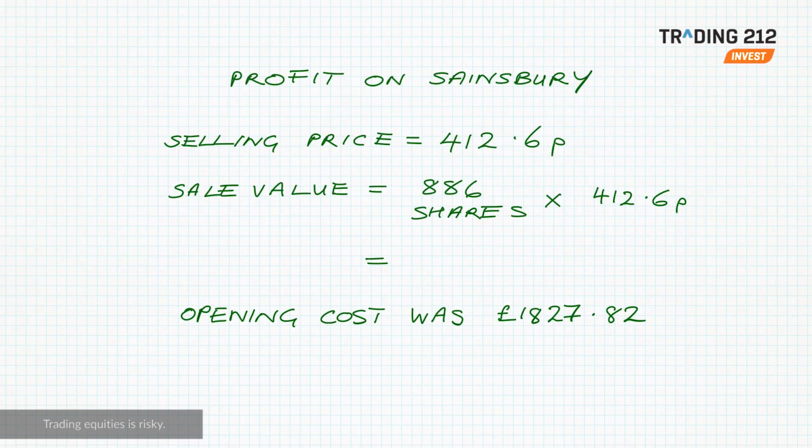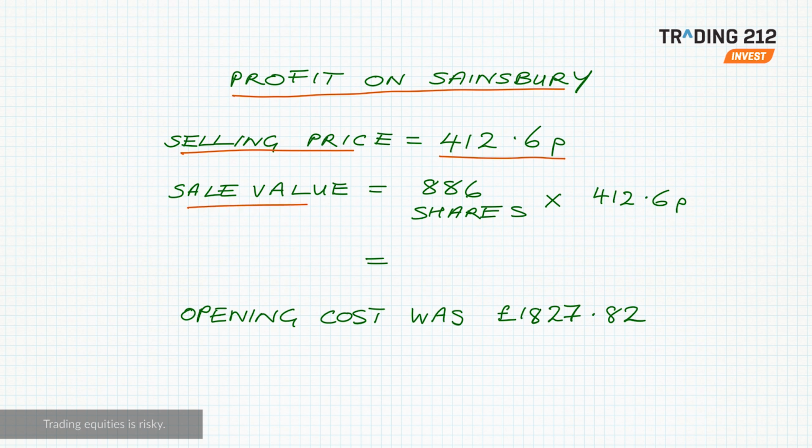Now, let's say that I hold on to both these positions for a good few years and that they both do very nicely. To keep things nice and simple, let's say that they both double in value. Now, the calculation for Sainsbury is the simpler of the two, so let's look at that one first. So the profit on Sainsbury, my selling price is going to be 412.6 pence per share. That's twice the price I bought it at. We said it doubled, so we bought it at 206.3, it doubles in value, and we get 412.6 pence per share.